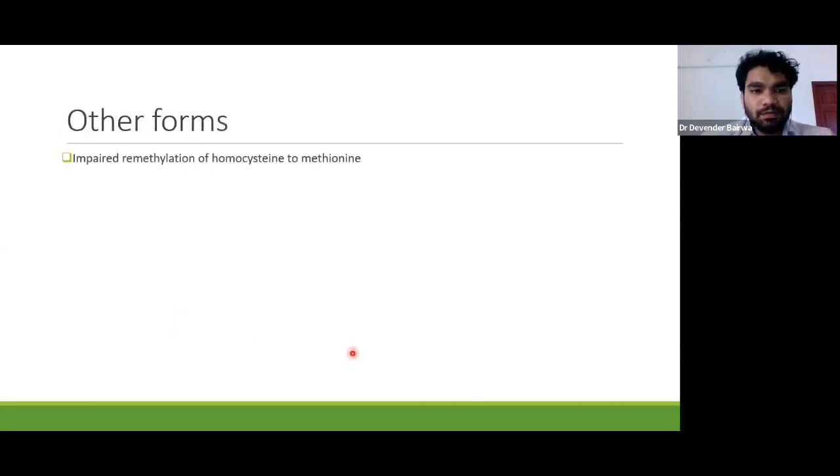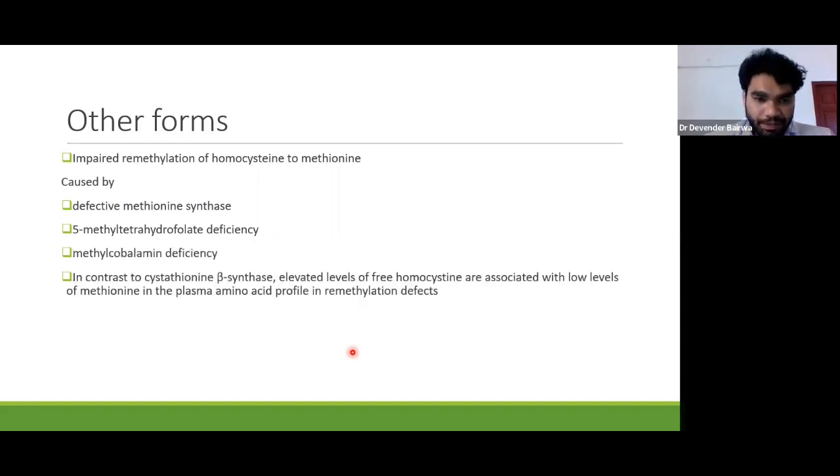In other forms of homocystinuria, there is an impaired remethylation of homocysteine to methionine. It can be caused by either defective methionine synthase enzyme, or deficiency of 5-methyl tetrahydrofolate, or methylcobalamin deficiency. In contrast to the classical form, which has cystathionine beta synthase deficiency, in these disorders elevated level of homocysteine is associated with low levels of methionine in the plasma amino acid profile. All these 3 reactions are responsible for the substrate which will be utilized for formation of methionine. So in these defects, generally there are low levels of methionine, while in classic homocystinuria there is a high level of methionine. This is one way you can differentiate between classical and non-classical homocystinuria. Treatment is the same as for classical homocystinuria.